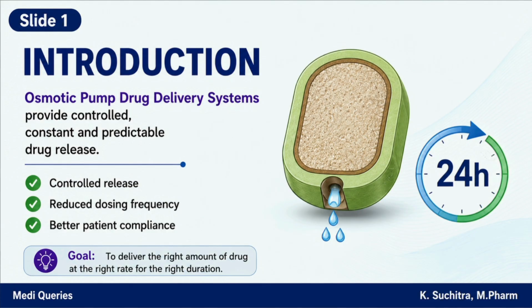Now imagine a tablet that releases the medicine slowly and continuously for 12 or even 24 hours. This keeps the drug level almost constant and improves the treatment. This is the concept behind an osmotic pump. In today's lecture we will learn the definition, principle, components, working mechanism, types, advantages, disadvantages and applications of osmotic pump drug delivery systems. So let's begin.